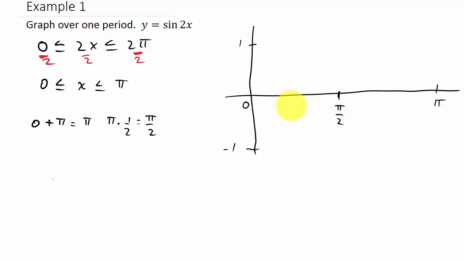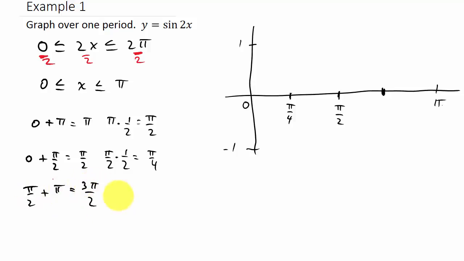Now I need the midpoint here. So I have 0 plus pi over 2 is pi over 2. And then I take the pi over 2 and multiply it by 1/2, which equals pi over 4. So this would be pi over 4. And then I need this midpoint. So that's pi over 2 plus pi. Add them up. That's going to give me 3 pi over 2. And then I multiply 3 pi over 2 by 1/2, which is 3 pi over 4.